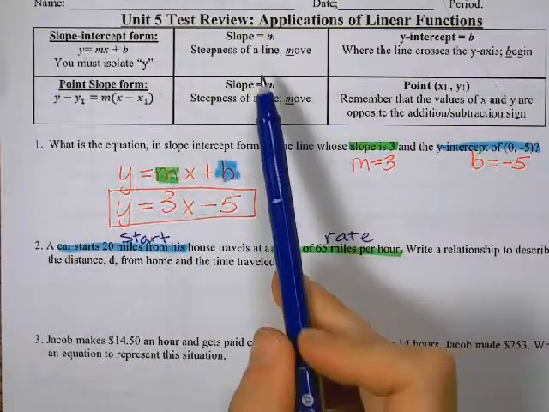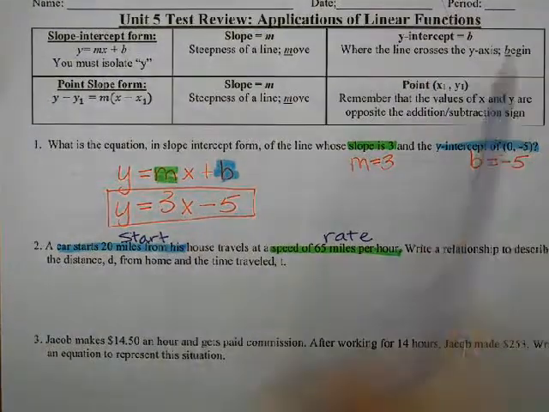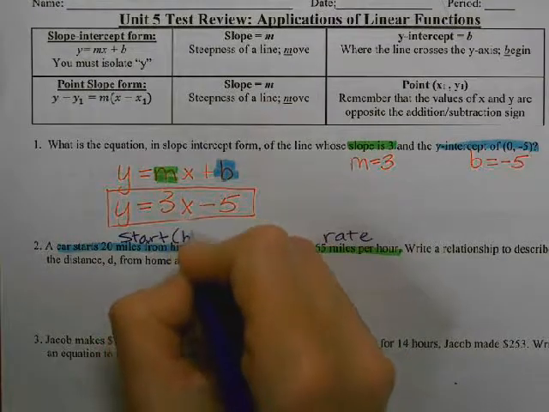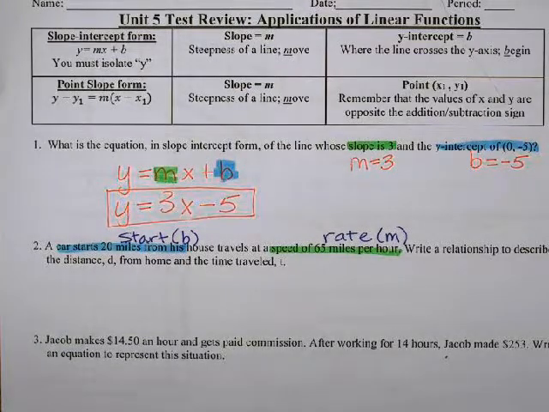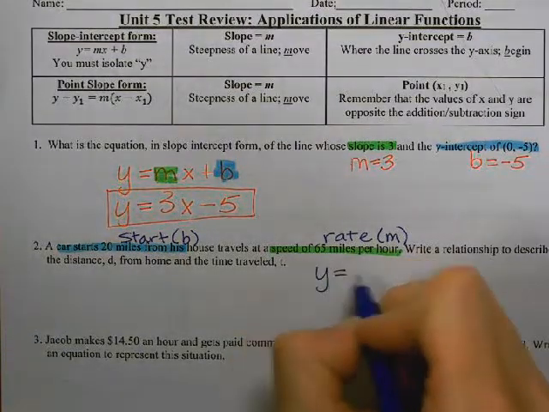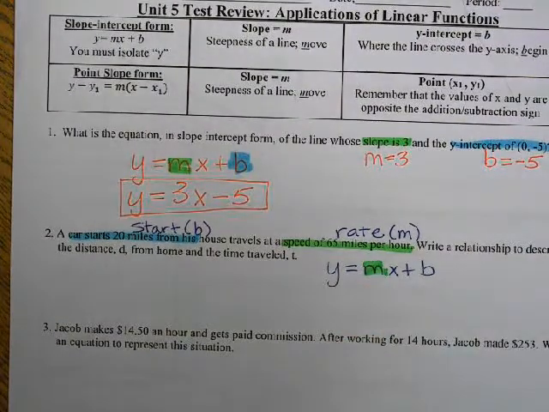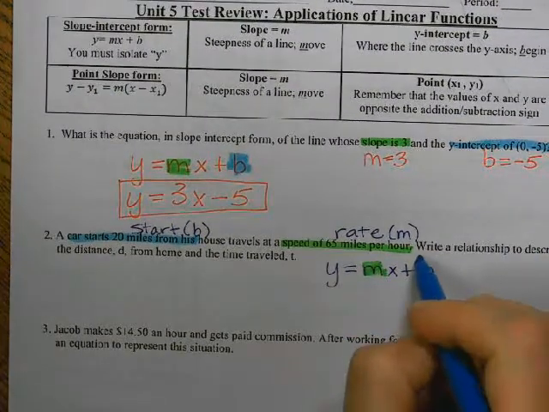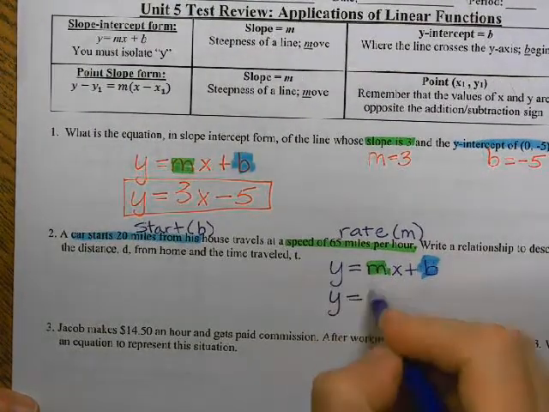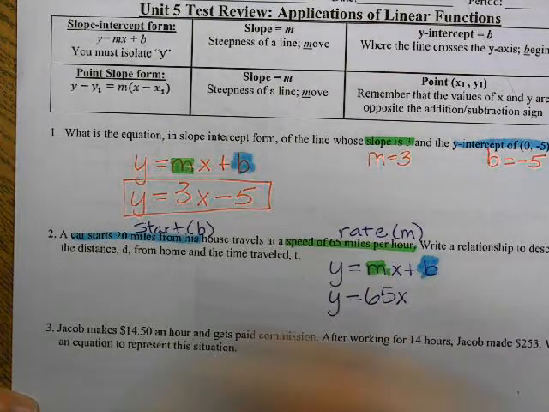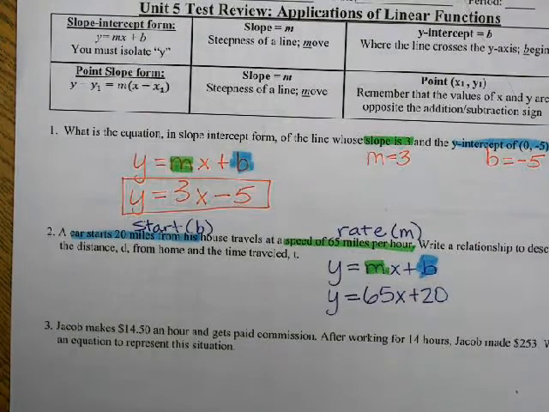Okay? And if I look up here, slope is how the line moves. Y-intercept is where the line begins. So my start is going to be my y-intercept, and my rate is going to be my slope. And we're going to do the same thing. y equals mx plus b. m is going to be the green one. b is going to be the blue one. So this is y equals 65x and then plus 20. Okay?